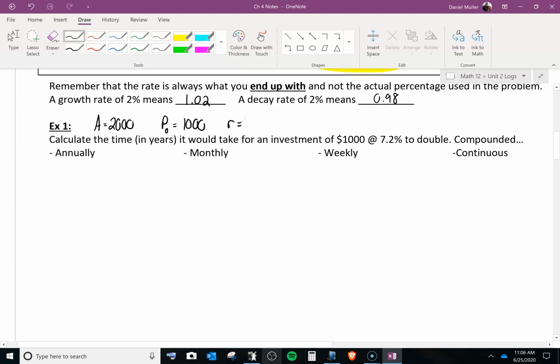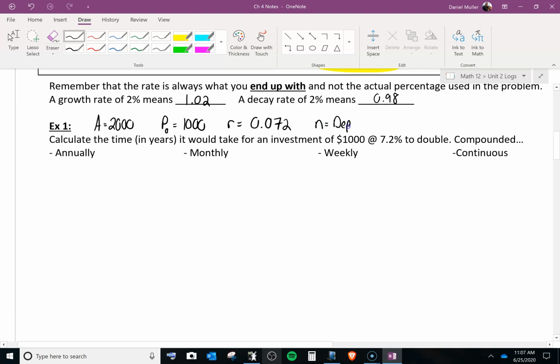R is your rate. Now your rate is 7.2%. We're not going to use 1.0 like you would think, 1.07 for 100 plus 7%, because the formula actually has the 1 built in, so we don't need that. So 7% would be 0.07, but it's 7.2%, so 0.072 is our decimal. And n is the number of compounds.